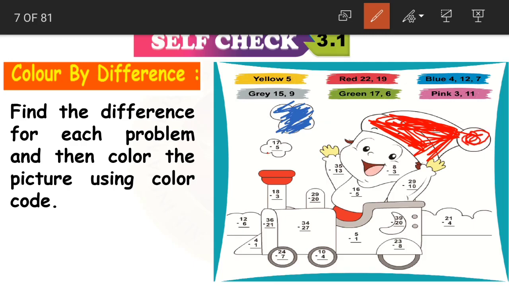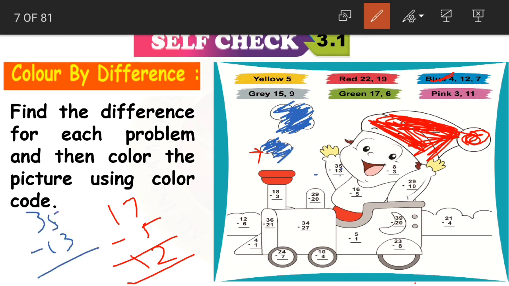Now moving on to the next one, 17 minus 5 in this cloud. 17 minus 5 is equal to how much, children? 7 minus 5, 2 and 1. So 1, 2 becomes 12. Yes, 17 minus 5 becomes 12. Again 12 is in which color? It is in color blue. So we will color it with blue color. Yes. Now moving on to the next one. 35 minus 13. What will the answer be? 5 minus 3, 2. 3 minus 1, 2. 22 is in which color? It is in color red. So we should color this with the red color.